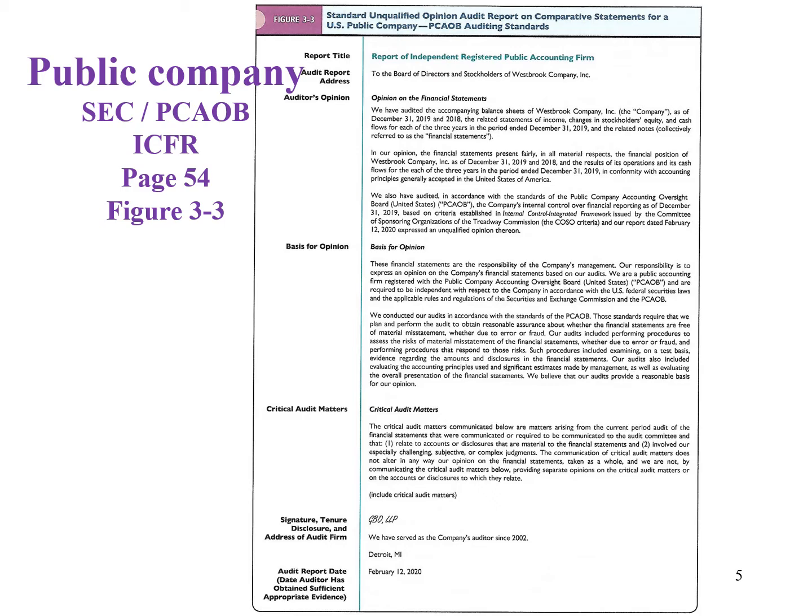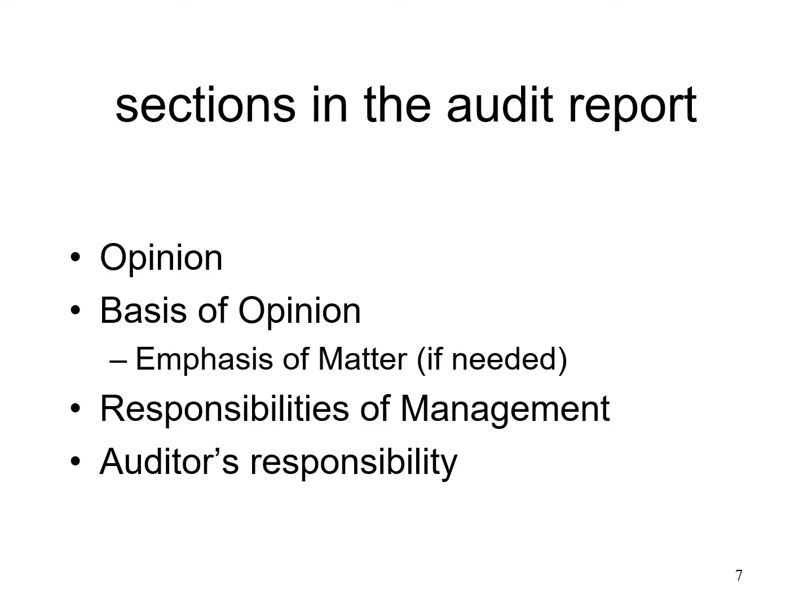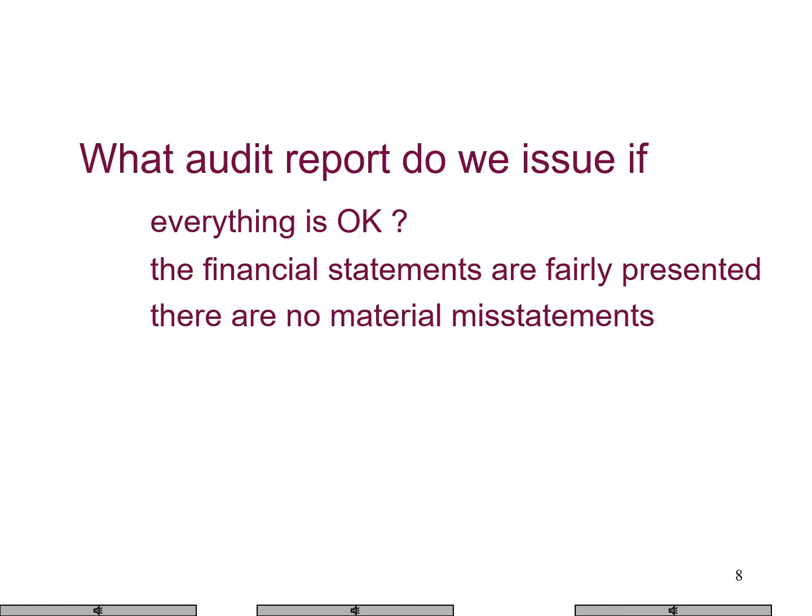Here's the public company audit report. Just read it once. That's not the one we're going to play with. Page 49. This is for private companies. This is AICPA. This is where we're going to spend all of our time in this class. The sections of the audit report for a private company: the opinion, basis for opinion, if needed an emphasis of matter. We're going to use the emphasis of matter today a lot. Then we've got responsibilities of management and the auditor's responsibility.